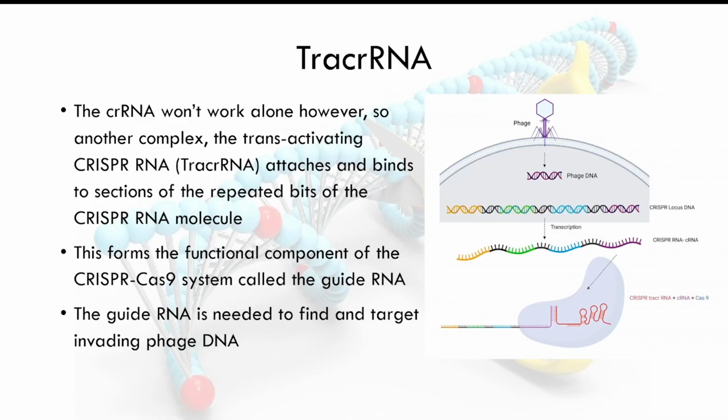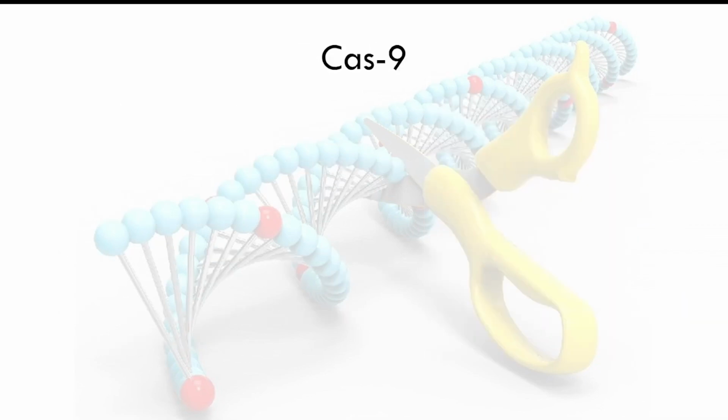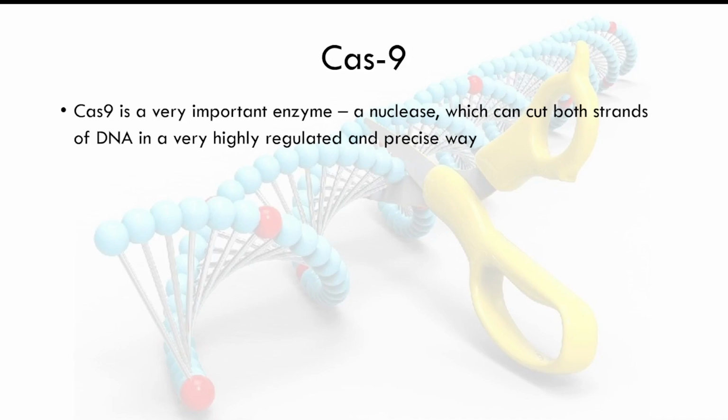Wait, so the tracer RNA actually... No. We get to the cutting. The enzyme does the cutting. Yeah, all right, the enzyme does the cutting. So Cas9, this is where we look at Cas9. This is where we look at our nuclease. A nuclease is an enzyme which can cut DNA. It's very, very precise in the way it cuts DNA.